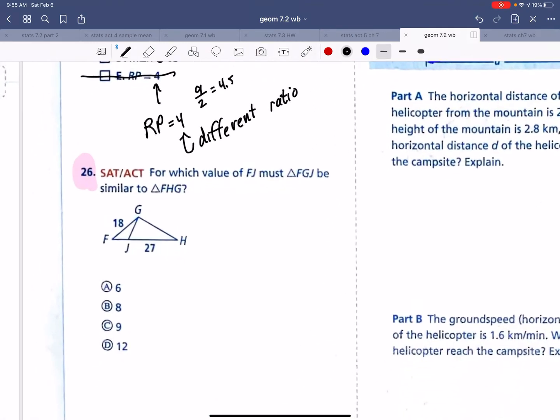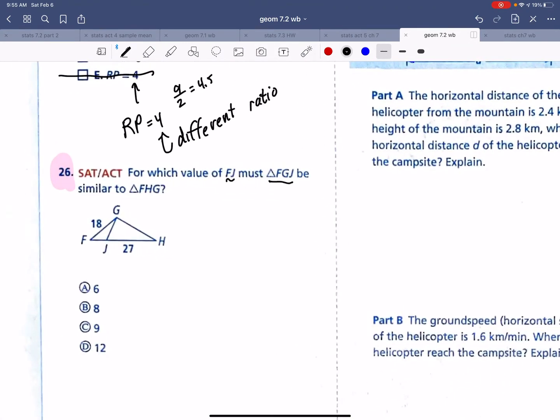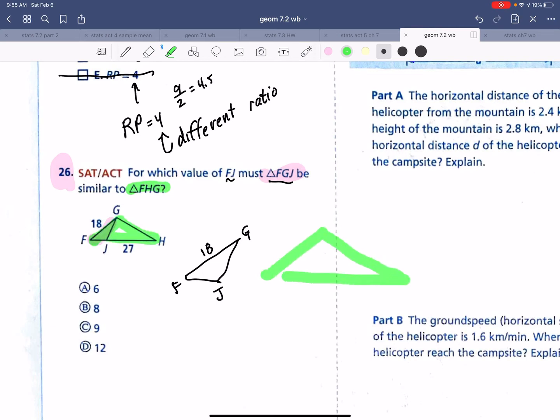Nice. All right, 26. For what value of FJ would make this triangle FGJ, this little one, similar to this triangle FHG? I'm going to make it a little bit bigger so I can write on it. So this is 18, and notice they both share F. So they're saying, what would this need to be?